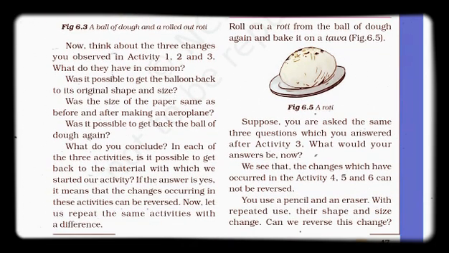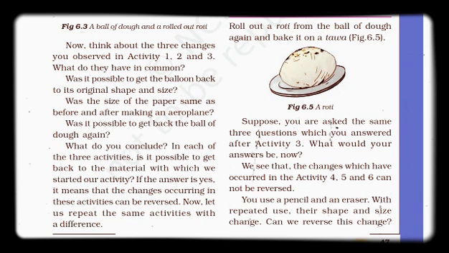Now think about the 3 changes you observed in activities 1, 2 and 3. What do they have in common? Was it possible to get the balloon back to its original shape and size? Was the size of the paper the same before and after making an aeroplane? Was it possible to get back the ball of dough again? What do you conclude in each of the 3 activities?